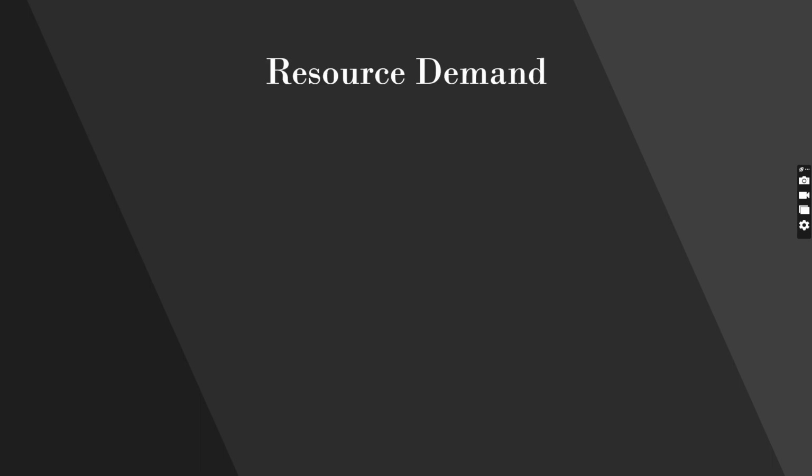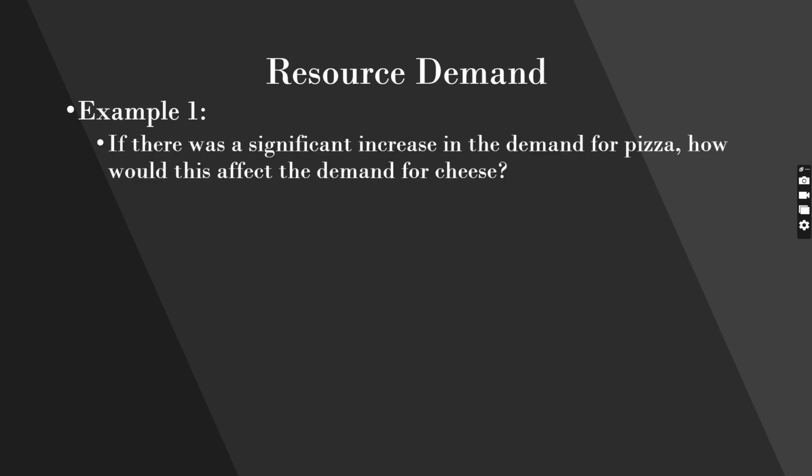All right, so shifters of resource demand and supply. I'm going to go through a couple of examples first before we actually get to the shifters. First example, let's say that there is a significant increase in the demand for pizza for whatever reason. How would this affect the demand for cheese? And so you probably guessed it, the demand for cheese would increase.